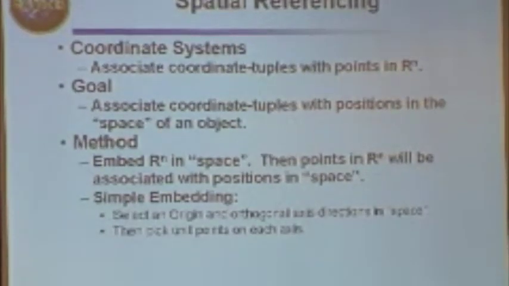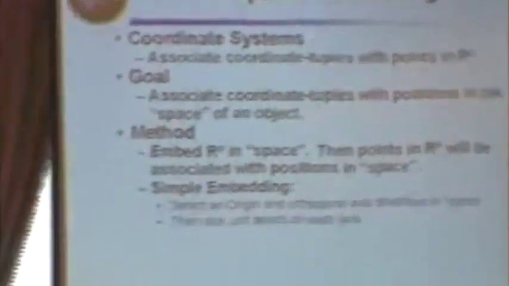So that sounds simple enough, I hope. But there's a problem. Simple embedding methods are not always possible. For example, in the geocentric system, the origin is somewhere in the center of the Earth, and so you can't point to it and say, that's the origin, that's the spot. So that makes it hard to do a simple embedding.